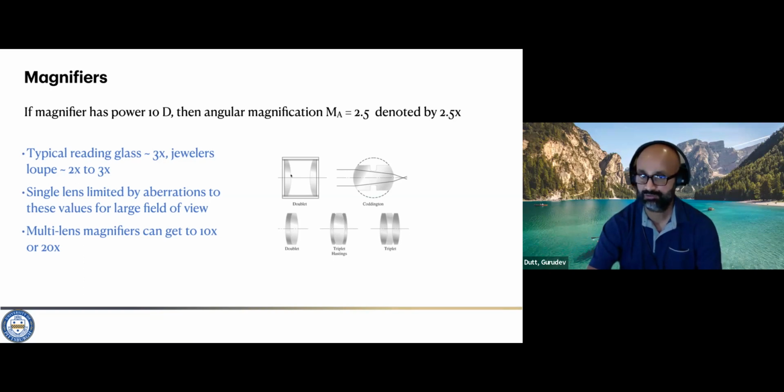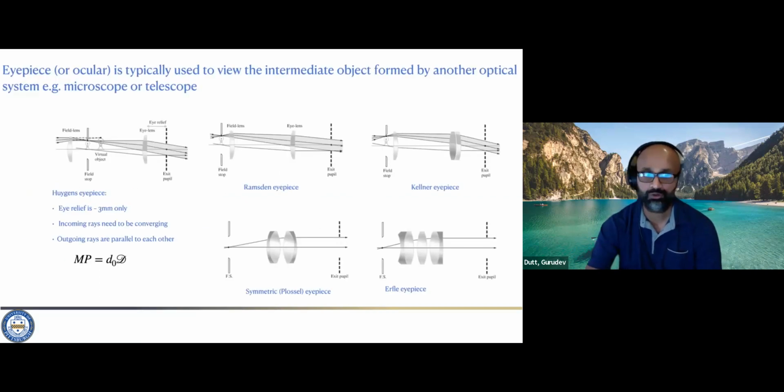The simplest one you can think of is instead of just using one positive lens, you can use two. That's a doublet. Then there are doublets that are directly in contact with each other. There's a triplet, Hastings, and other kinds of eyepieces that are magnifiers. These are multi-lens magnifiers. You can get up to 10x or 20x. But really, at that point, you're better off using something called an eyepiece or ocular. Sorry, let me hide this again.